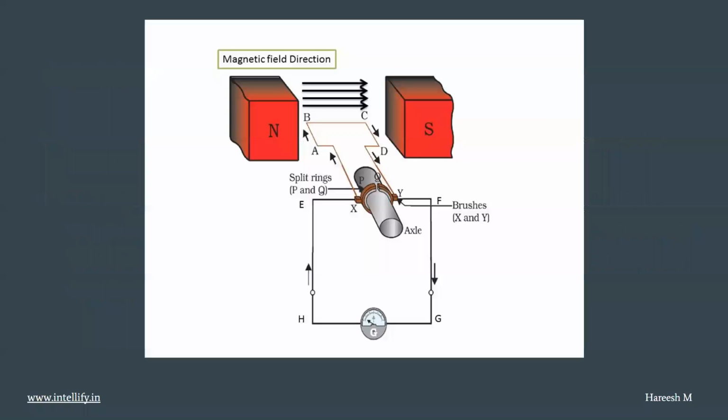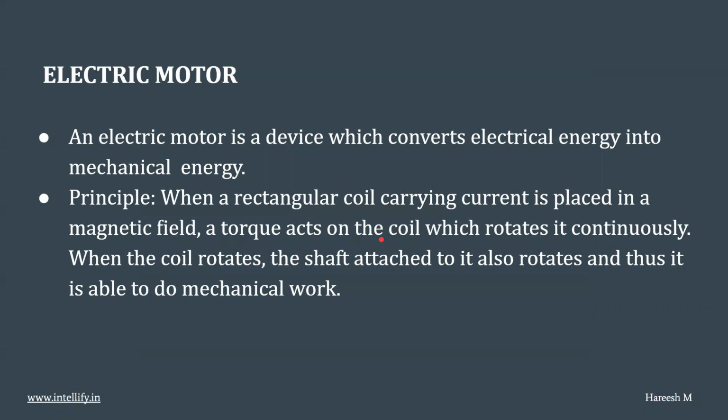If you look at this diagram, this is what an electric motor looks like. What they're trying to say is that when this coil continuously moves, it will rotate this shaft, and this coil will move with the help of electrical energy. So basically, we are converting electrical energy into mechanical energy. If you read the principle again, a rectangular coil carrying current is placed in a magnetic field. A torque acts on the coil, which rotates it continuously. And as the coil rotates, the shaft attached to it also rotates, and thus it is able to do mechanical work.